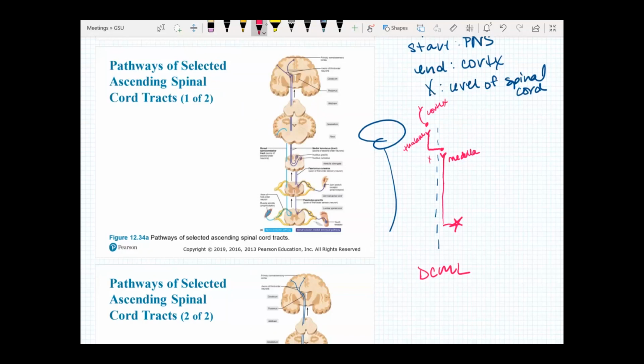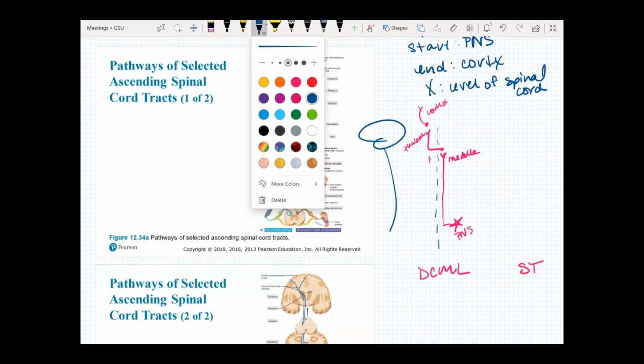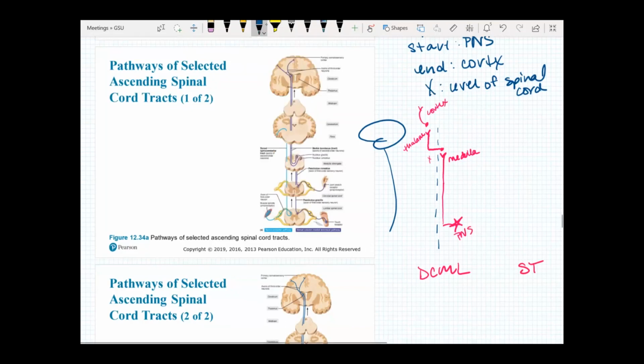It's going to start somewhere in the PNS. It will travel on the same side of the body to the medulla, then it will cross, go to the thalamus, and then to the cortex. But if we have the other one, which is the spinothalamic, and we have the midline of the body being here, it's going to be a little bit different.